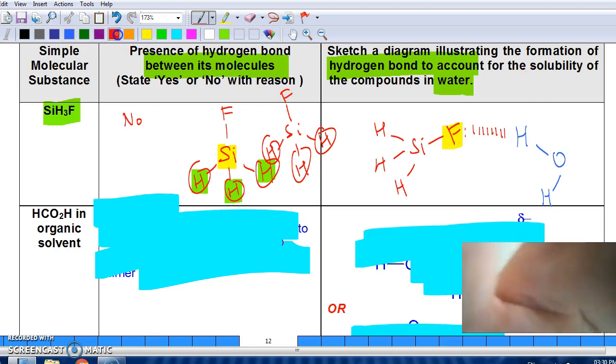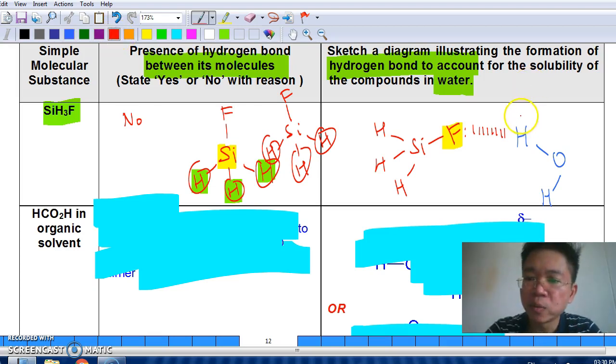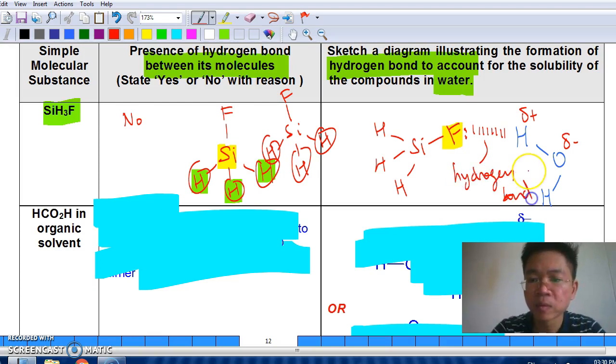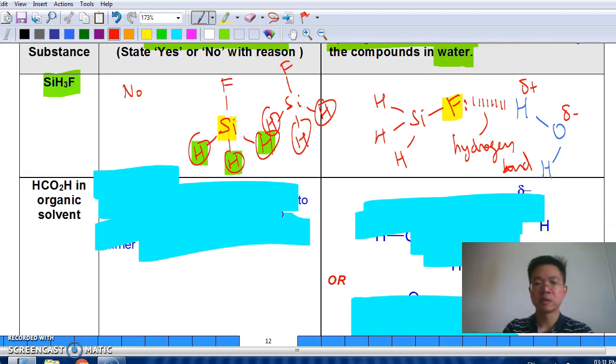Okay, then after that we need to label it. We need to put the delta plus and the delta minus on the O next to the H. Okay, the lone pair is shown already, and the last thing to show is the labeling of the hydrogen bond. Okay, and this is the diagram to draw to illustrate that SiH3F can form hydrogen bonding with water.